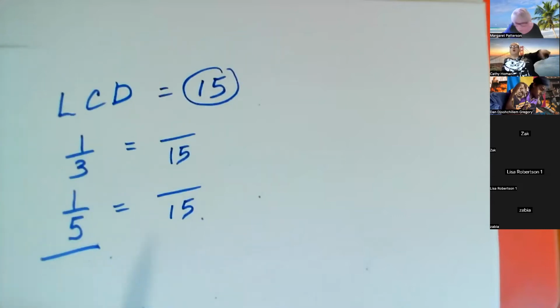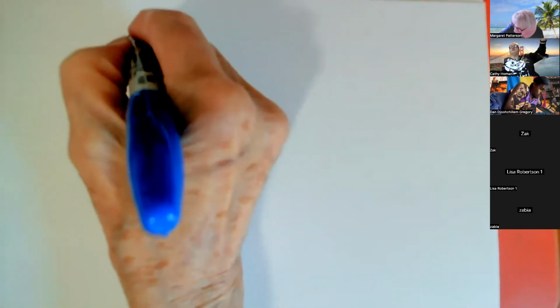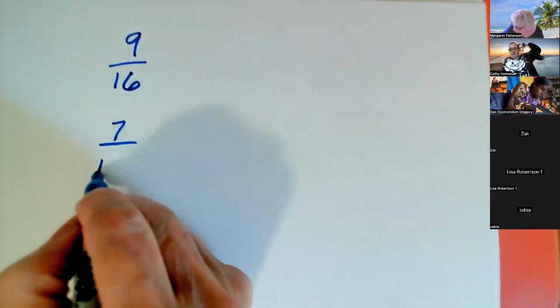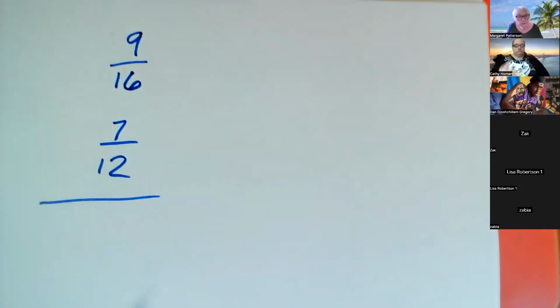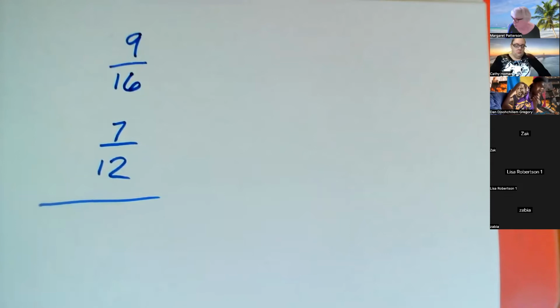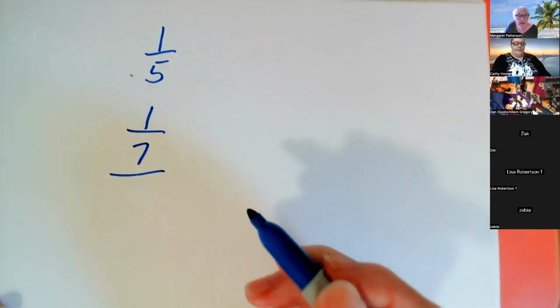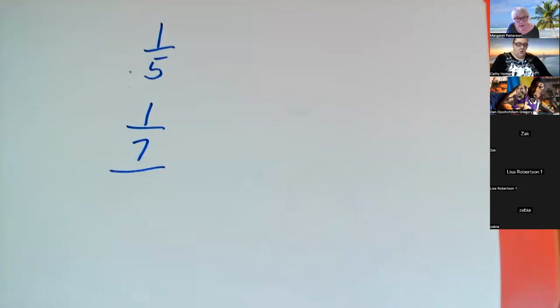Let me try this one. Professor, can I ask a question really quick? Go for it. If both of the denominators are prime numbers, we can skip the steps and just multiply them by each other, and that would give us the LCD. Absolutely. 1 over 5 and 1 over 7, 35, no questions. I was wondering why it worked with some problems and not with others, but that answered my question.